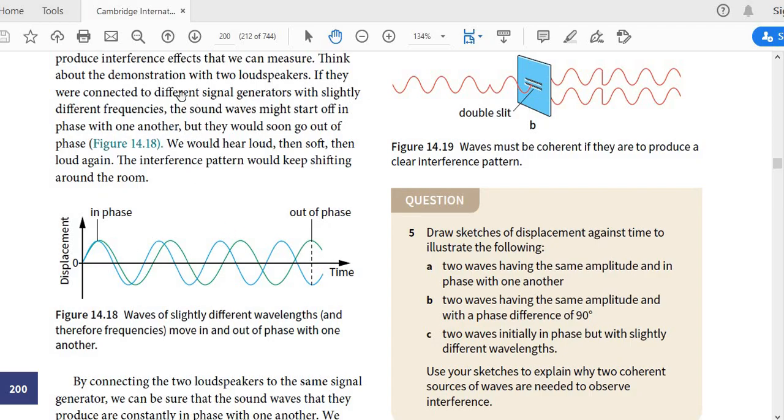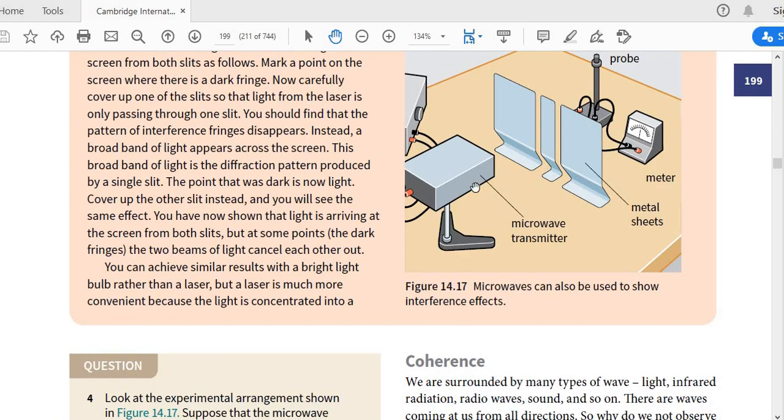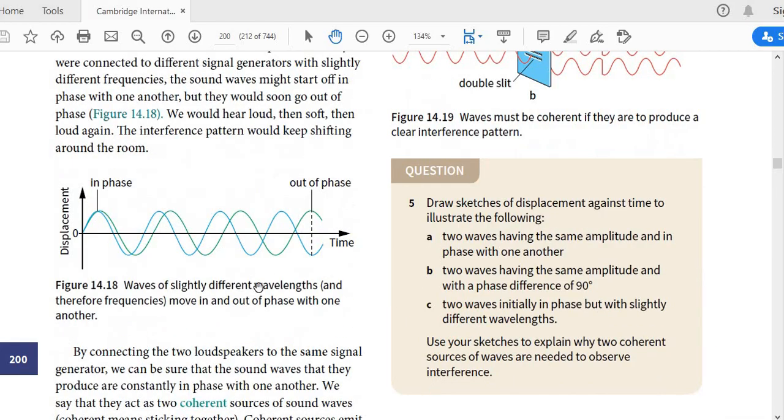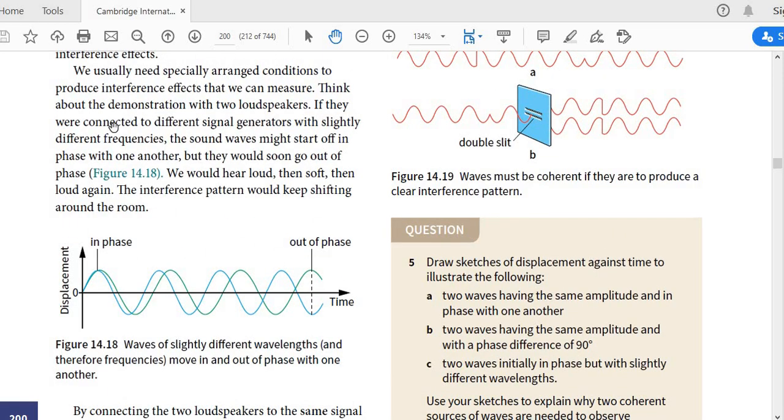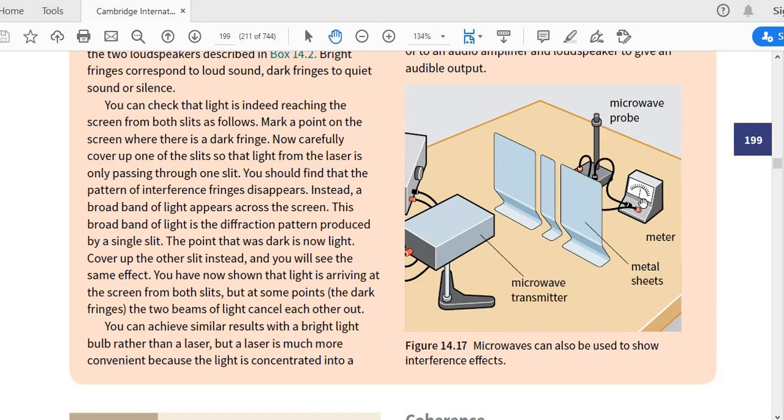Okay, so if you use different signal generators like this, if you use two different sources instead of one, then what will happen? You can get diffraction, but what will happen? They will go out of phase after some time. They will not be in phase, in other words. The sound waves might start off in phase with one another, but they would soon get out of phase. We would hear loud, then soft, then loud again. The interference pattern would keep shifting around the room. So here it will always be in the same place.